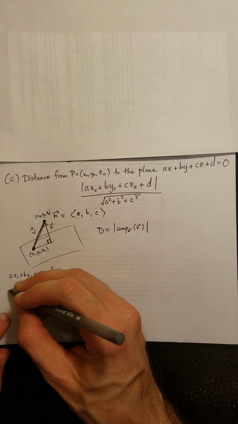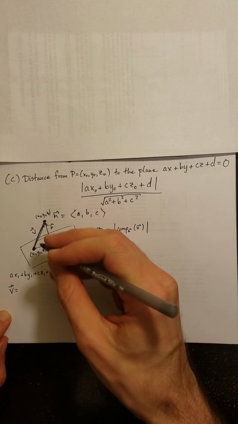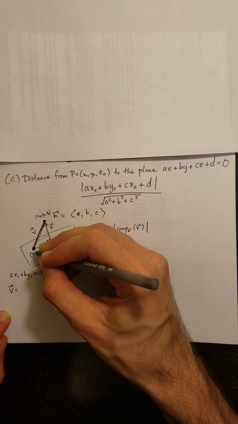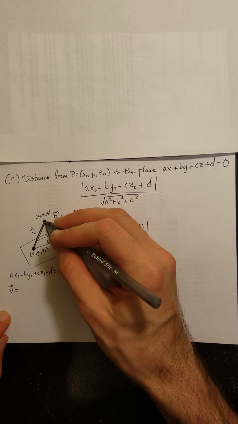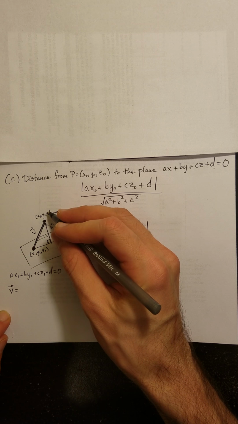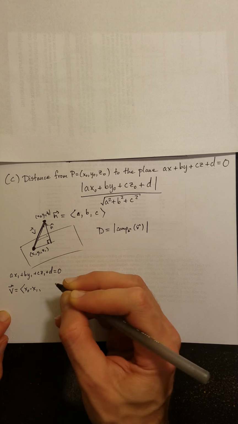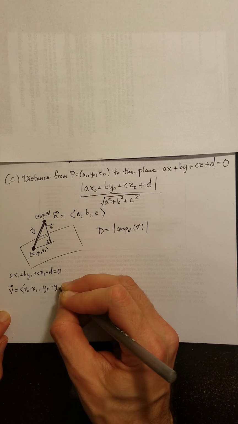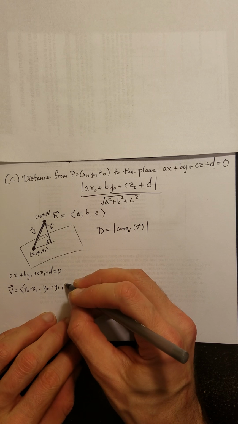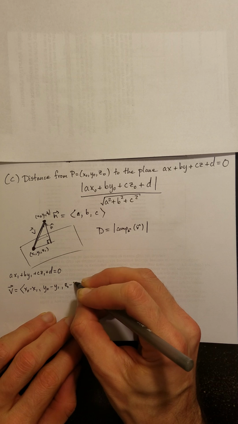And this vector v that I'm looking at now, this originates at x1, y1, z1, and terminates at x naught, y naught, z naught. So it's going to have components x naught minus x1, y naught minus y1, and z naught minus z1.